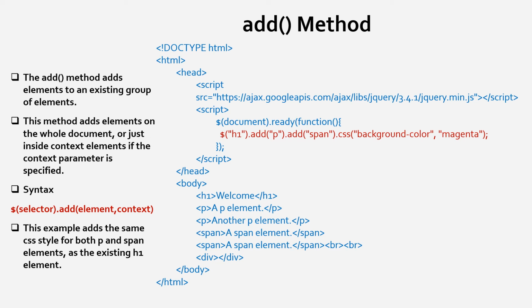First, let us consider an example of the add function. The add method adds elements to an existing group of elements. Syntax is $selector, that is the actual HTML selector you need to give, then add, the element and context. Then again dot add, like that you can specify. That is the syntax.